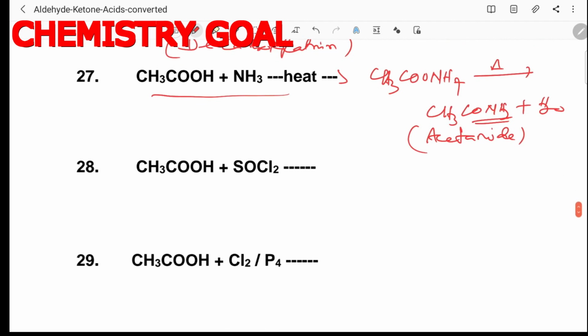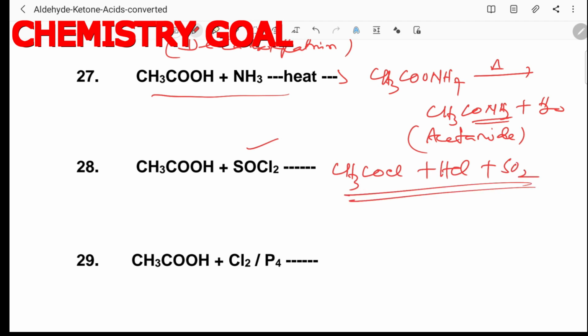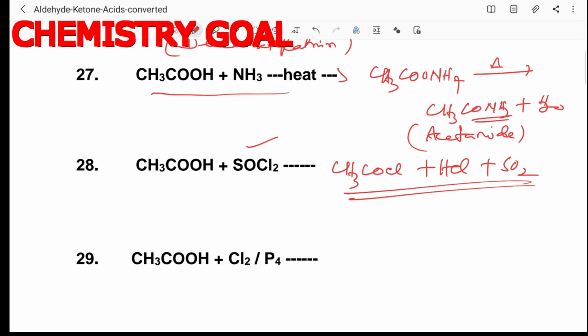CH3COOH, a carboxylic acid, reacts with SOCl2. The result is always an acid halide, CH3COCl, plus HCl plus SO2. So an acid always reacts with SOCl2 and the result is an acid halide, CH3COCl.